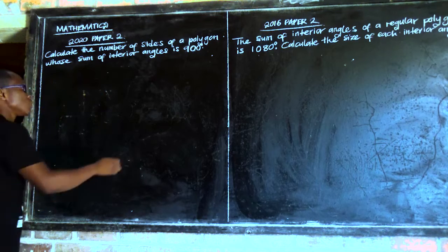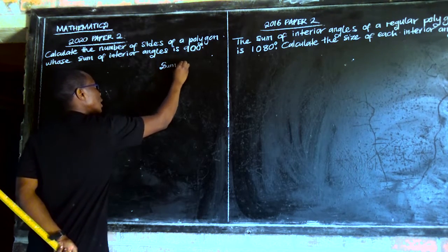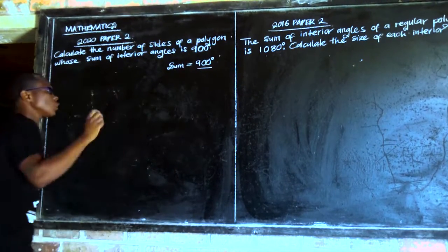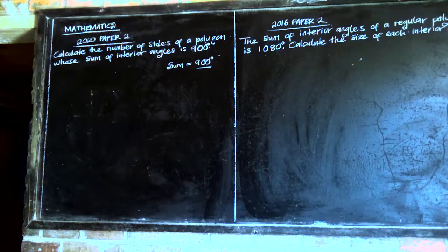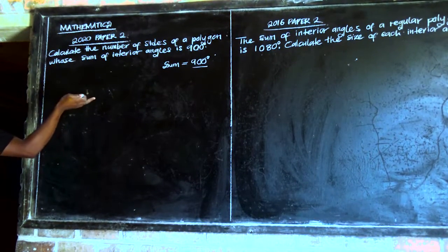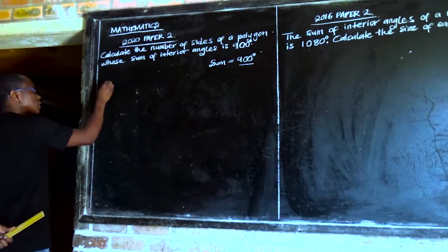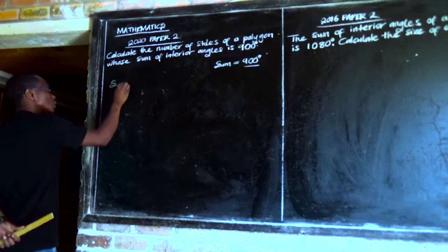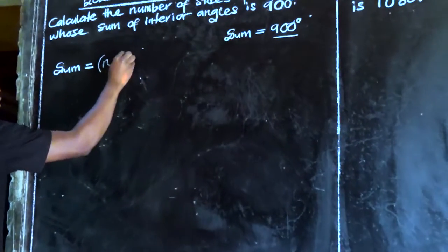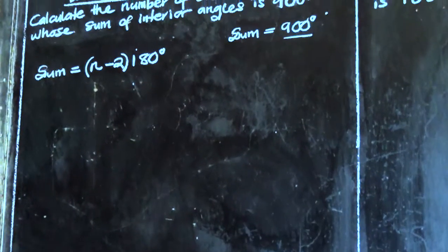So the sum we have been given is 900 degrees. That's the sum of interior angles. Now we are told to calculate the number of sides. So since we have been given the sum of interior angles, we are going to use the formula for the sum of interior angles of a polygon, which is given by sum is equal to n minus 2 multiplied by 180 degrees, where n is the number of sides. So this is the formula we're going to use.